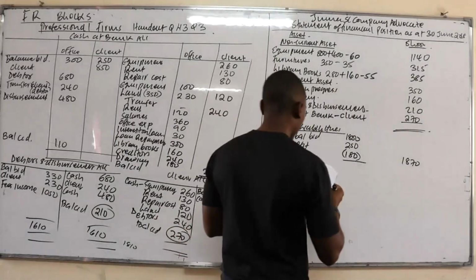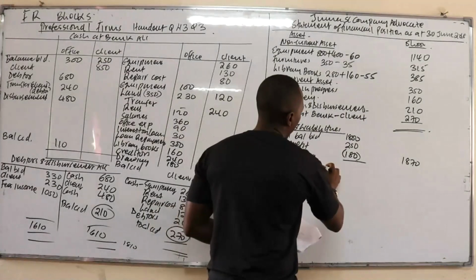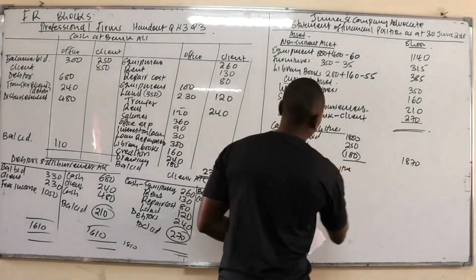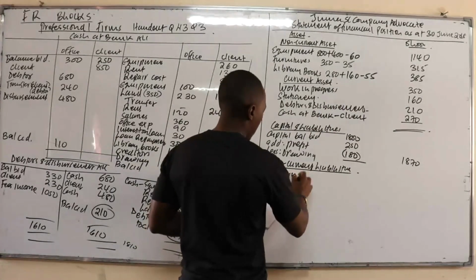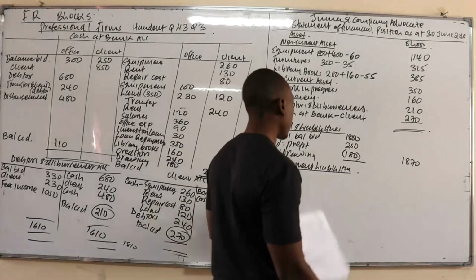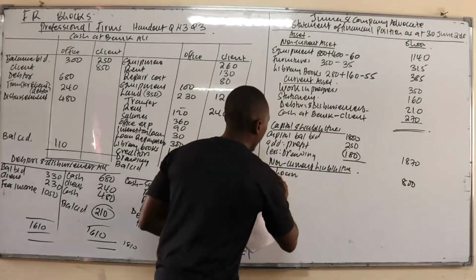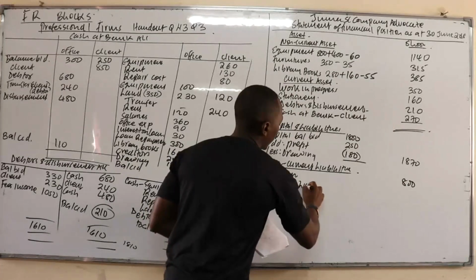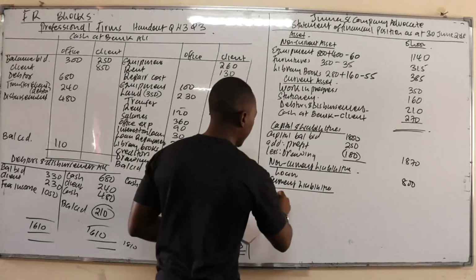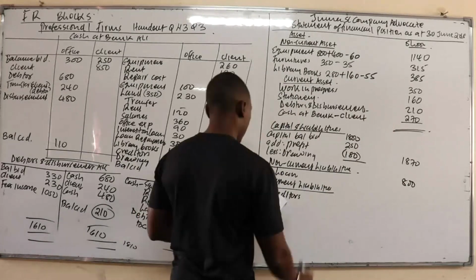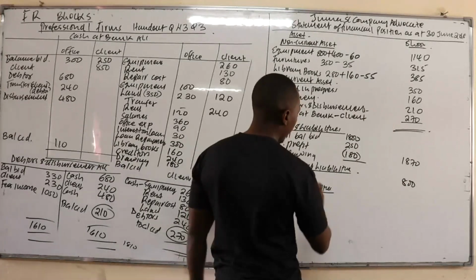Then non-current liabilities. For the non-current liabilities, we have a loan. And loan is an amount of 800. Then we have the current liabilities. For the current liabilities, we had creditors. So now for the loan was an amount of 500.